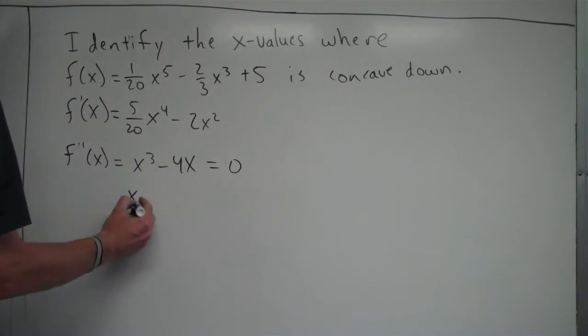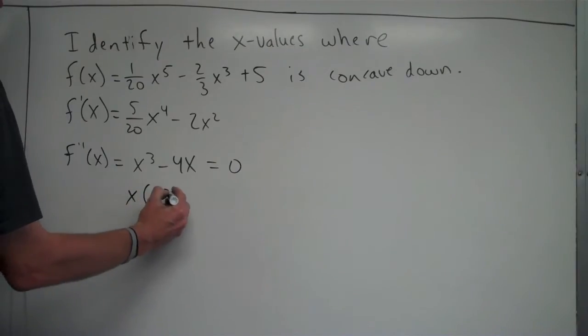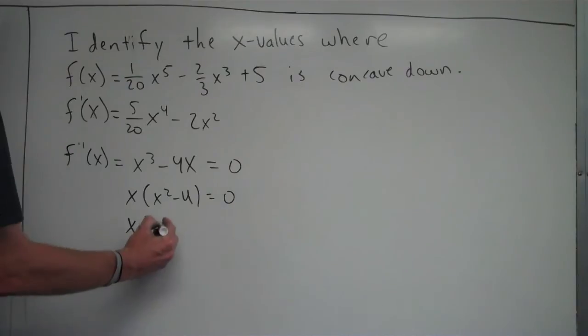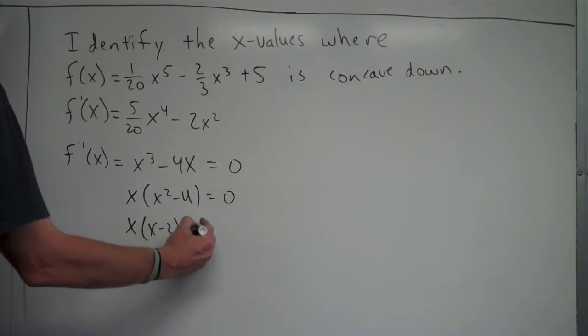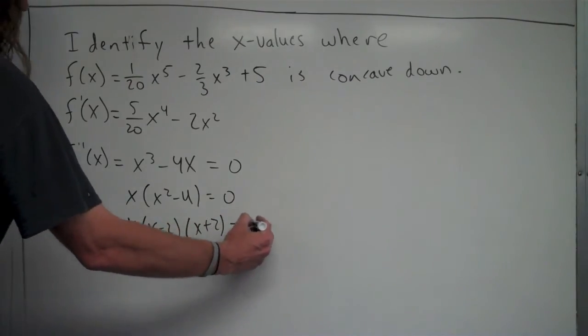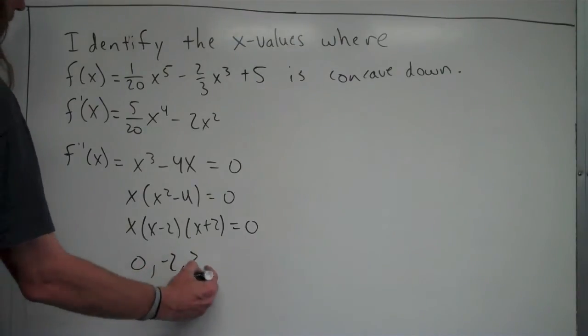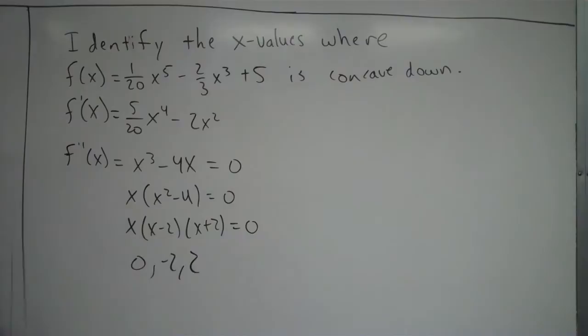Let me start by factoring out x. That'll leave me with x squared minus 4 is equal to 0. I can factor this further into x times x minus 2 and x plus 2. So I have zeros at 0, negative 2, and positive 2. The negative 2 being from this one, positive 2 being from that one.